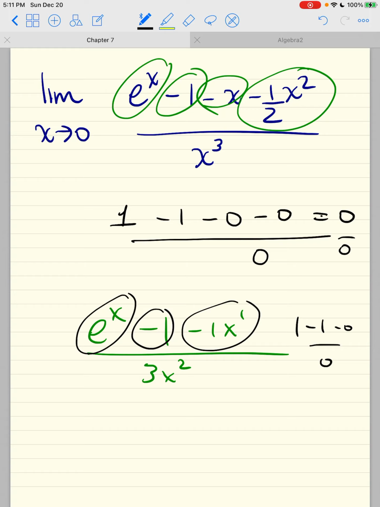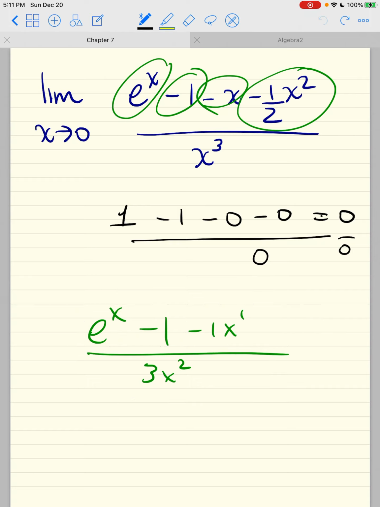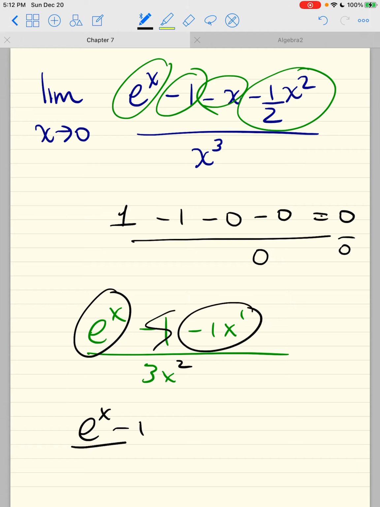You have to reapply L'Hopital's rule again using this now. Anytime, you got to keep doing it until the 0 over 0 disappears, okay? So in this case here, sorry, let me put the square back. Take the derivative again, you get e to the x. That disappears, and then this here becomes a -1, and then the bottom becomes 6x to the first. Guess what happens when you reapply the 0? You get 0 over 0. You got to do it again.